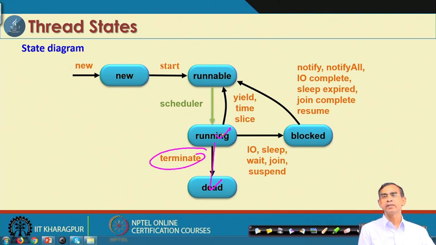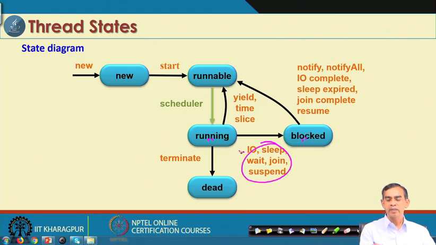Otherwise, if the thread is waiting for any resources that it requires, maybe some disk or memory, it can go from running to the waiting state, that is, blocked. For running to waiting, the methods are IO request, sleep, wait, join, and suspend. These are the methods which can change the state from running to blocked. From the blocked state, it can again become runnable; the different methods which are responsible to move a thread from blocked state to runnable state are here.